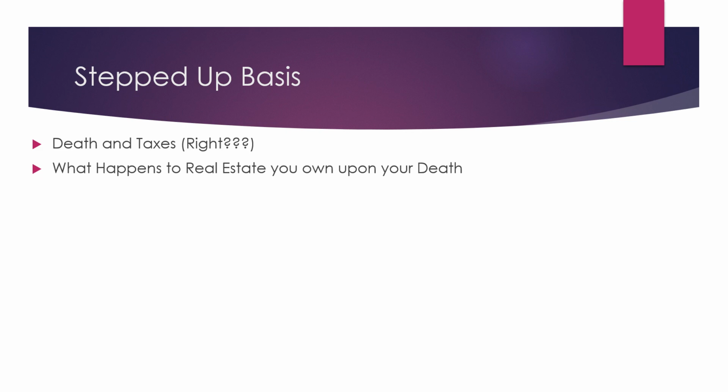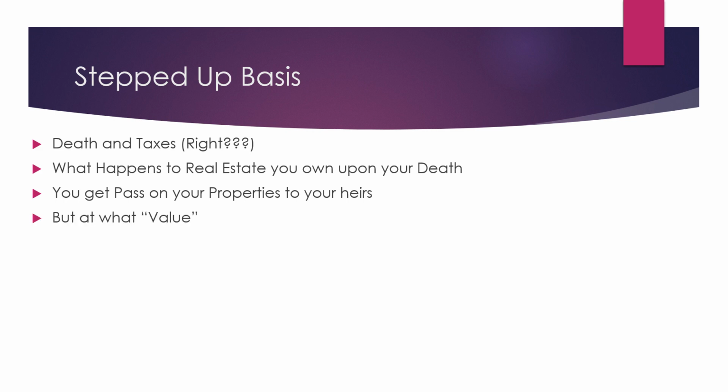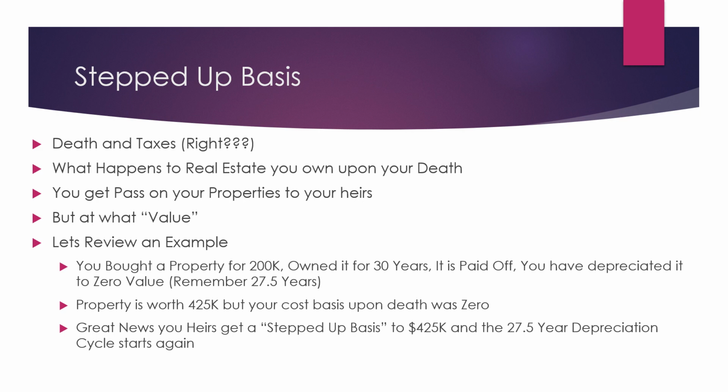All right, so the final chapter, stepped up basis. There's a saying out there that death and taxes are the two things you can't escape. You've heard that. Well, what happens to real estate property that you own when you die? Anyone know? Well, it's an asset, so you get to pass it on to your heirs. But how do you pass it on? Do they inherit your basis? What happens to it? It sounds big, hairy, and scary. Well, the good news is it's very good for you, or very good for your heirs.